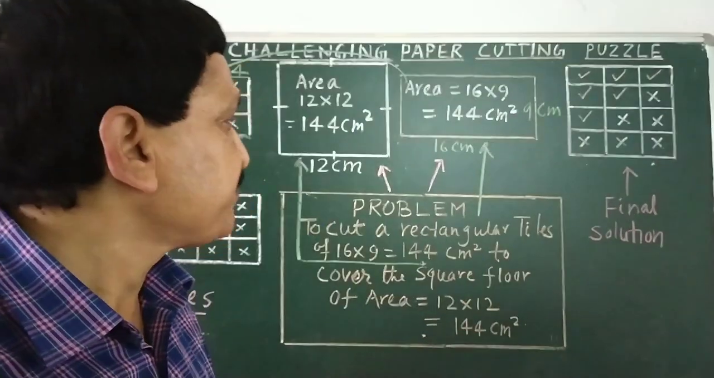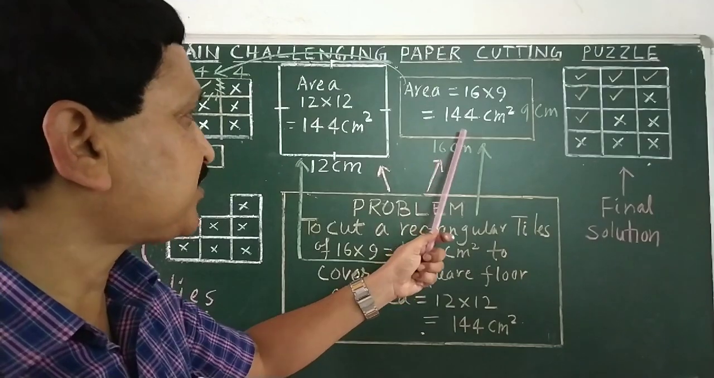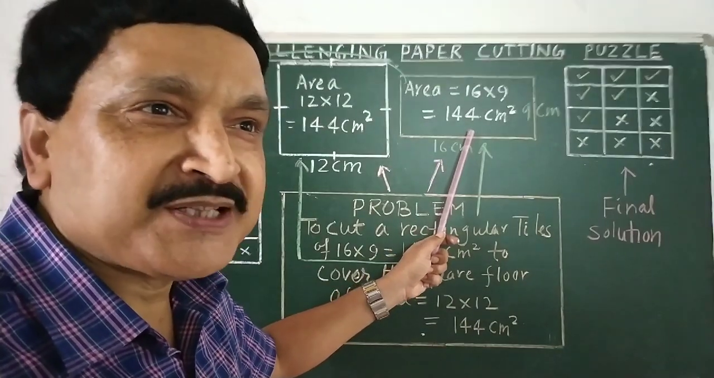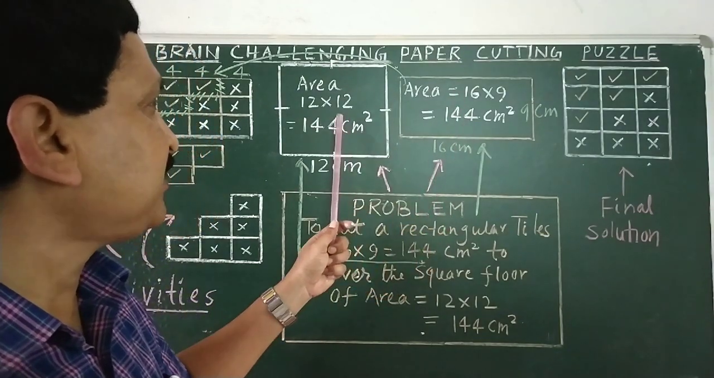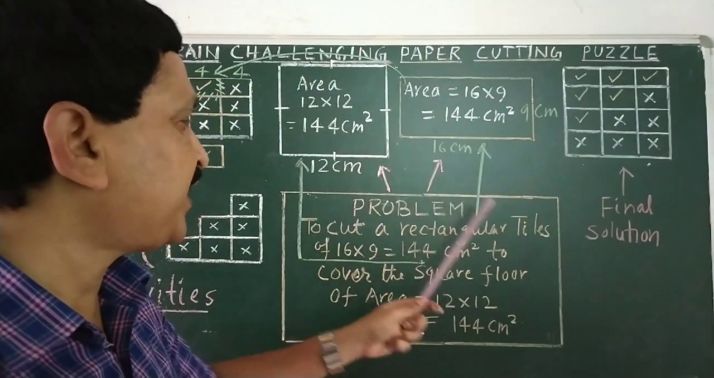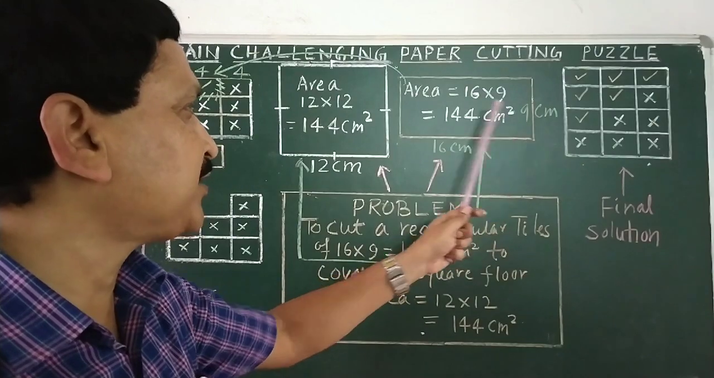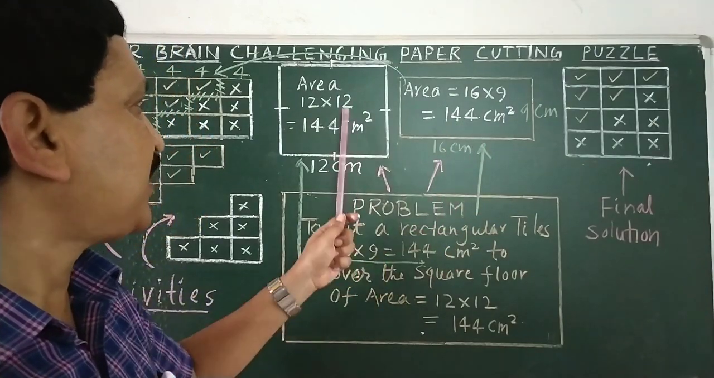Now once more, the problem is to cut this rectangular tile in two pieces only, not more than two, so that these two pieces will cover this floor completely. The area of both is the same. 16 cross 9 is 144, 12 cross 12 is 144.